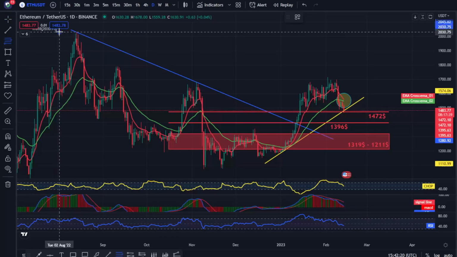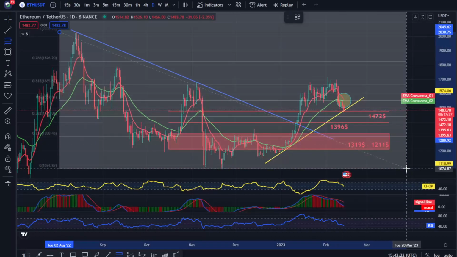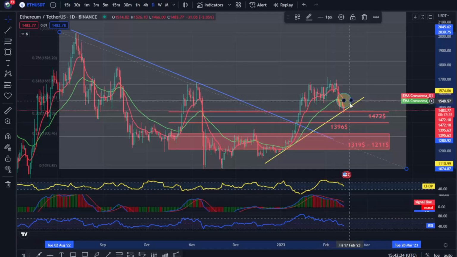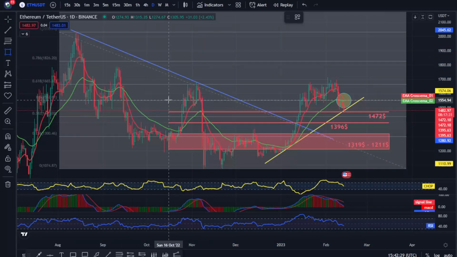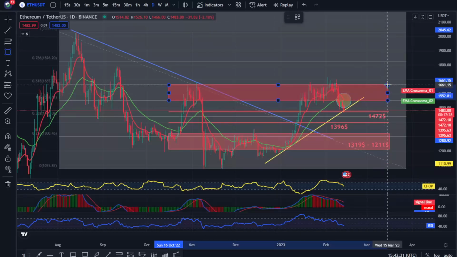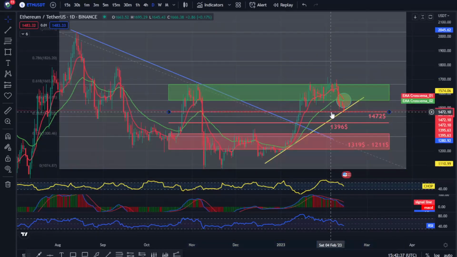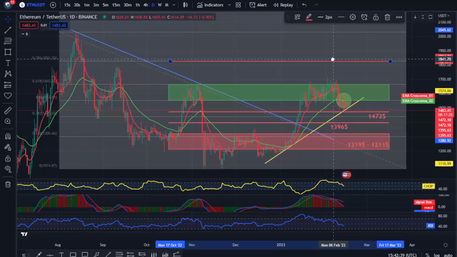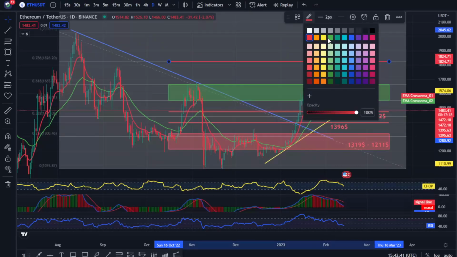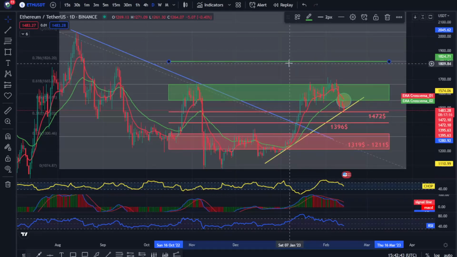Looking the other way, we can also mark the places where the price should encounter resistance on the way to increases. And here we first have a strong resistance zone from $1,553 to $1,663. The next resistance is at $1,825, and then the third resistance at $2,029.